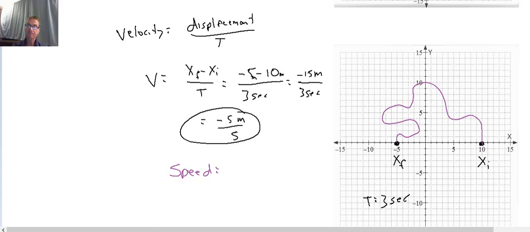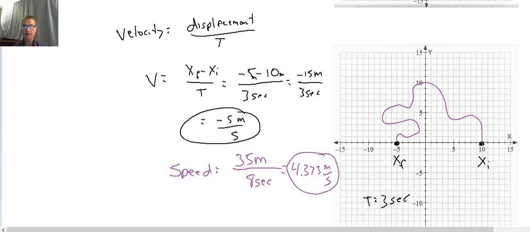Let's say that the total distance, the path length that I traveled there was, oh, I don't know, let's make it 35 meters. And I did it in a time period of 8 seconds. What would my speed be? Well, my speed would simply be 35 meters divided by 8 seconds, about 4.375 meters per second. But there's no sign here.